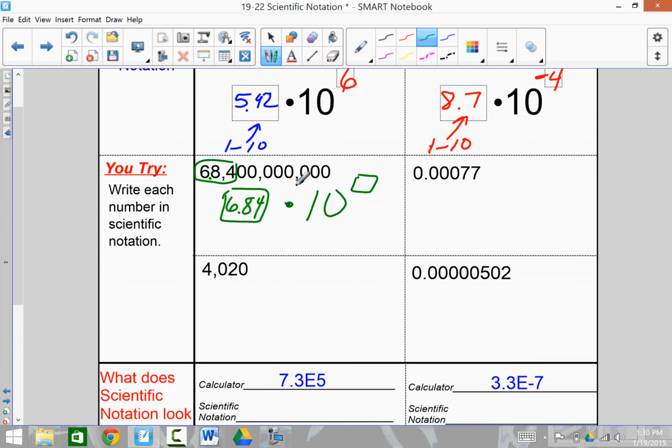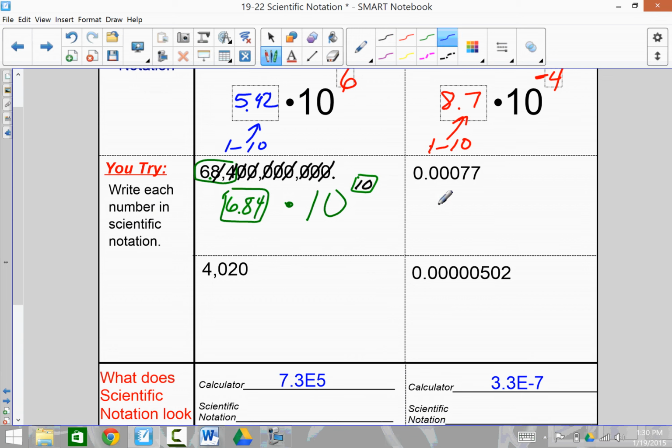Then I have to decide, because it's a large number, I'm going to have a positive exponent, how many places am I going to move my decimal point to get all the way to the end of the number? Well, there are 1, 2, 3, 4, 5, 6, 7, 8, 9, 10 numbers. So the final answer is 6.84 times 10 to the 10th power.